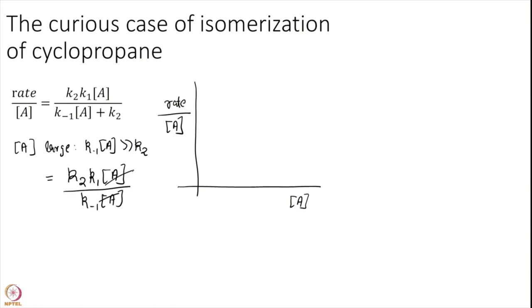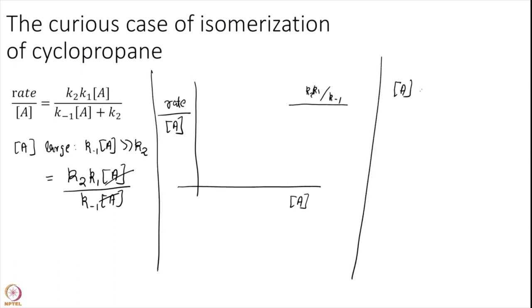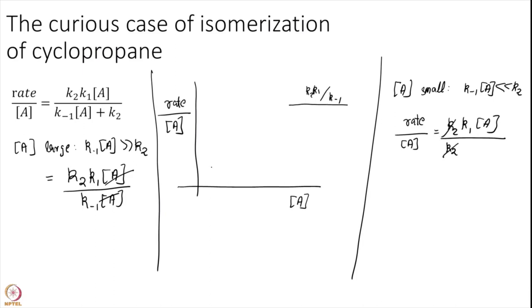So, in this limit I get something that is independent of A. So, at large A I get a flat curve which is equal to k2 k1 over k minus 1. Let us also look at the smaller limit, when A is small such that k minus 1 into A is much much less than k2, then my rate over A will be equal to k2 k1 into A, and in the denominator I will ignore the first term and I will get simply k2. So, here I will get something that is proportional to A. So, you get a curve that looks like this, similar to the one that you get in experiment. Okay, so, experiment by the way does not match exactly with this observation, and you need to do a bit more to get the experimental result exactly right, but that is a story for another course.